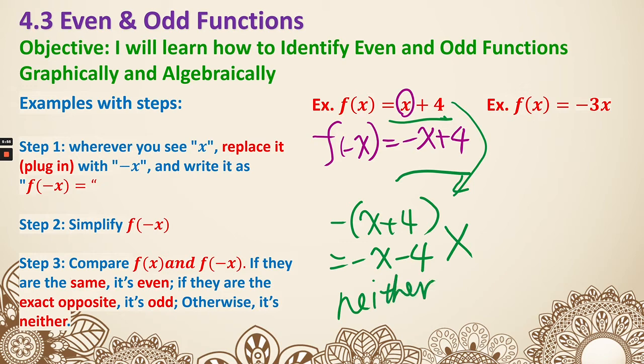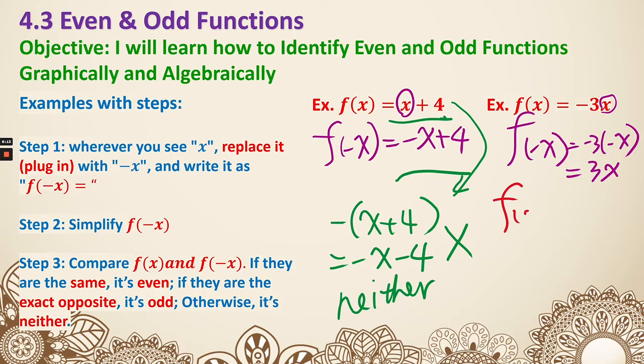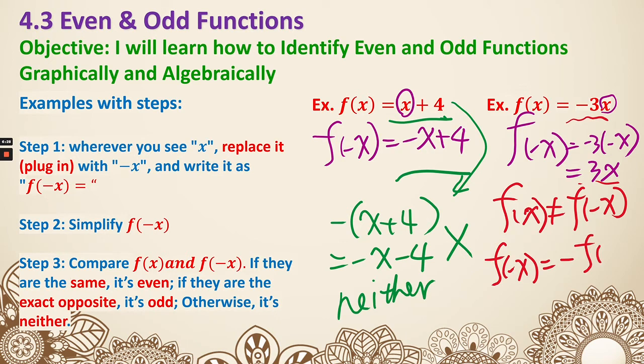Now let's see another example and go through the exact same process. We're going to find f of negative x. So wherever we see x, we replace it with negative x, so it's negative 3 times negative x, which is going to be a positive 3x. So clearly we can see f of x is not the same as f of negative x, because one is negative 3x, the other is 3x. But we can see 3x is actually the direct opposite of negative 3x. So f of negative x is actually the opposite of f of x, which means it is an odd function.